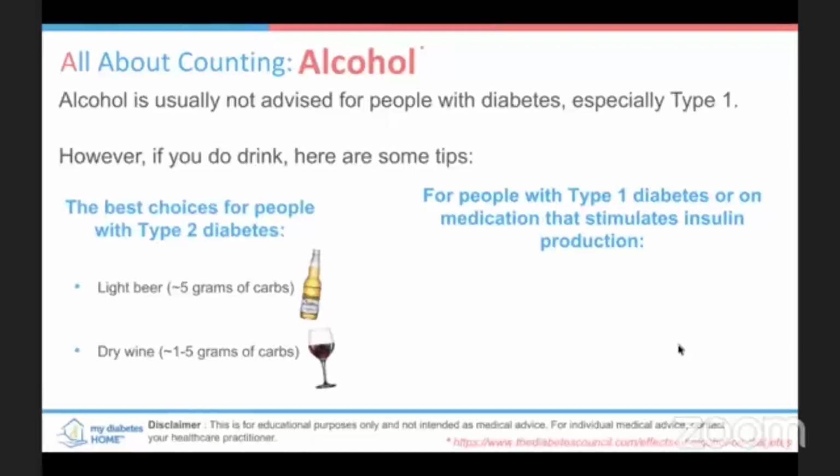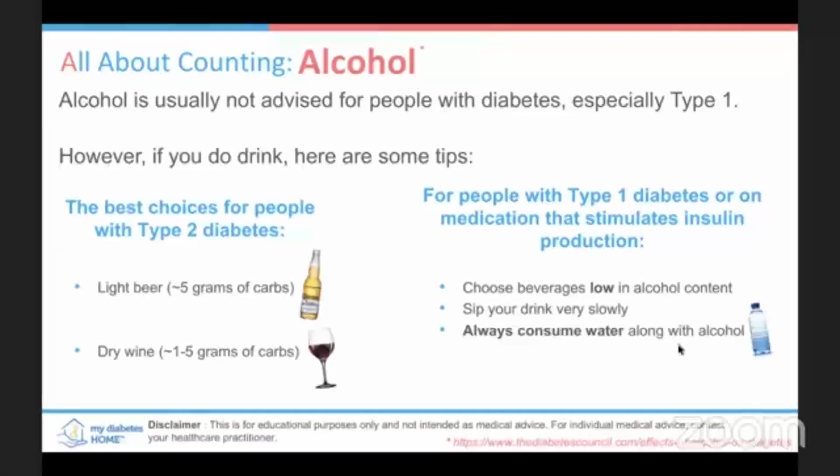Type 1s or people who are on medication that can cause hypoglycemia, be careful. Choose beverages low in alcohol content. Sip your drink very slowly. Consume water along with your alcohol and eat while you are drinking.